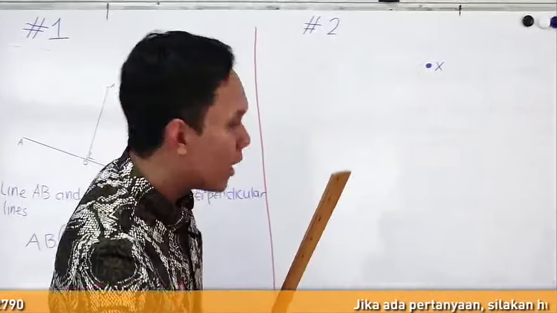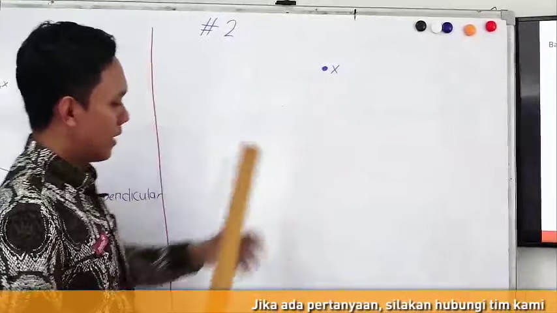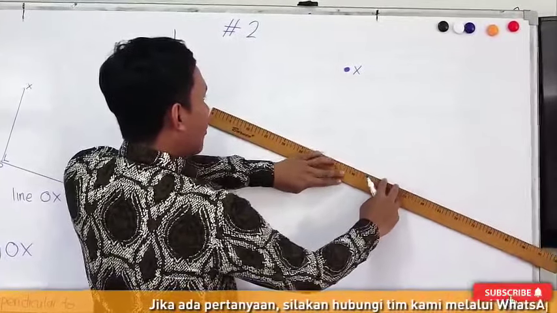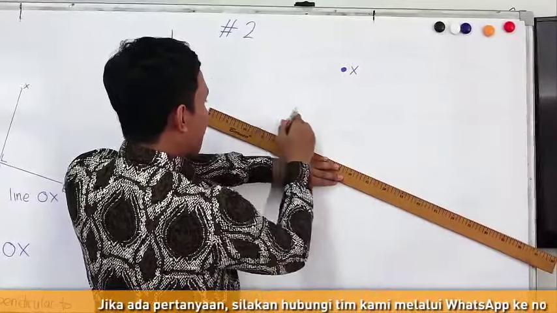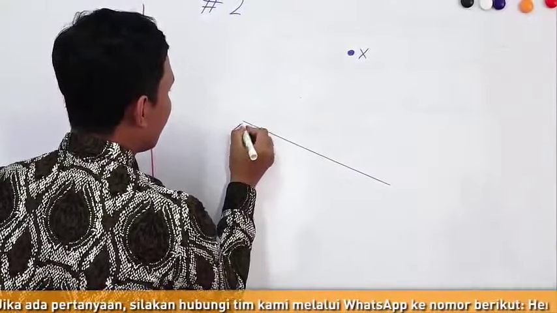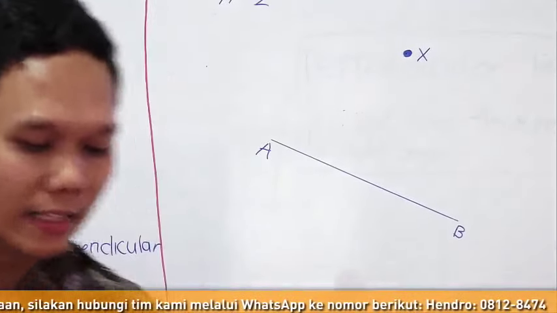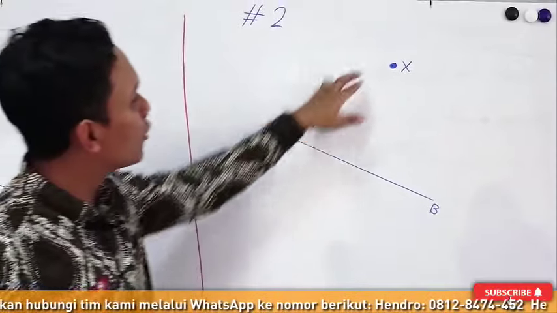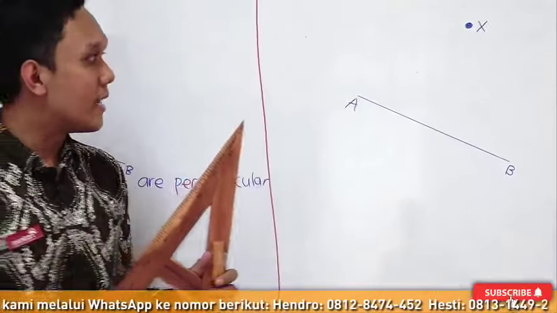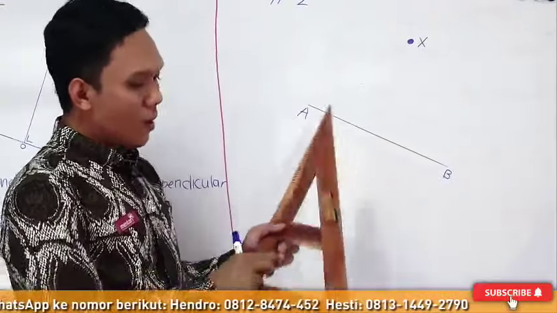So now let's draw a line around point X. Yeah, we can draw a line like this. This is a line, for example, line AB. Yeah. And then we need to draw another line that intersects or goes through point X. Yeah. We can use the set square to draw another line that is perpendicular to line AB. Yeah. This is so easy.